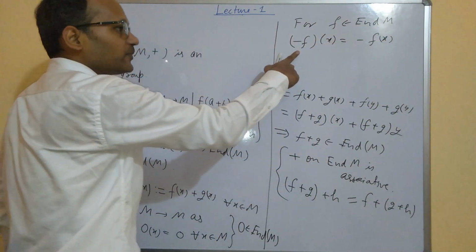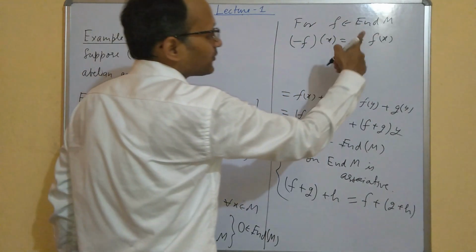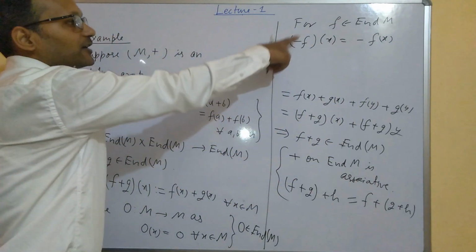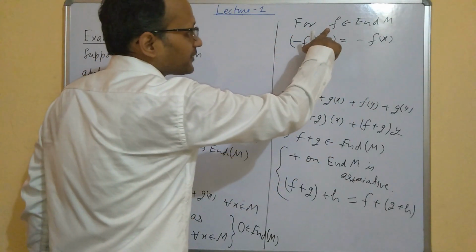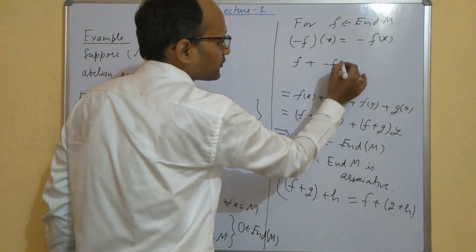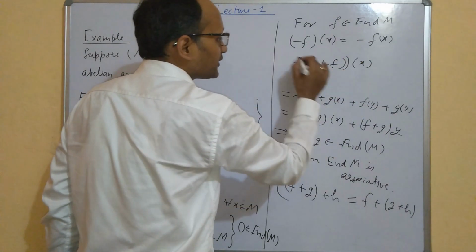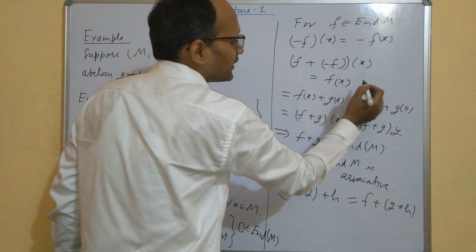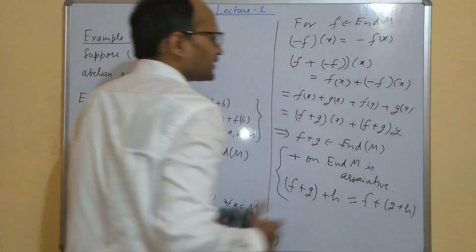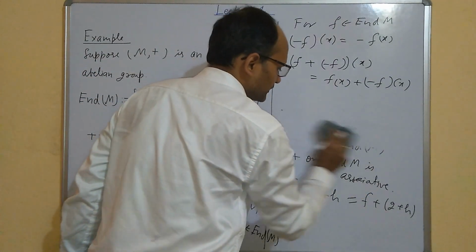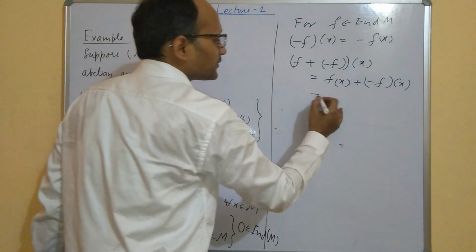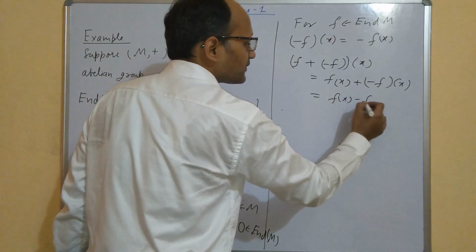So minus f is a map which, when applied on an element x, will give you minus of f(x), the additive inverse of f(x). So this map will work as the additive inverse of this f. How? If you take f plus minus f and apply x on it, you will get f(x) plus (minus f)(x), and by definition of this minus f, this will give you f(x) minus f(x).